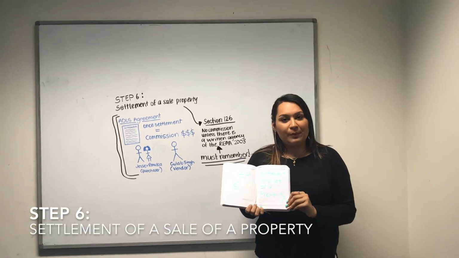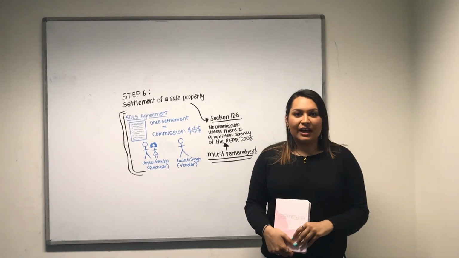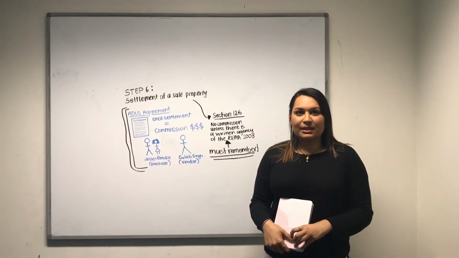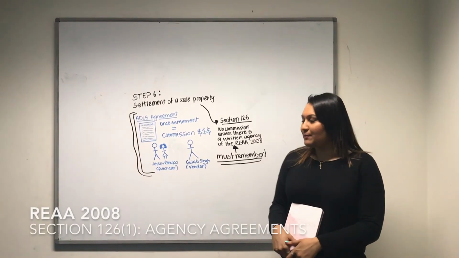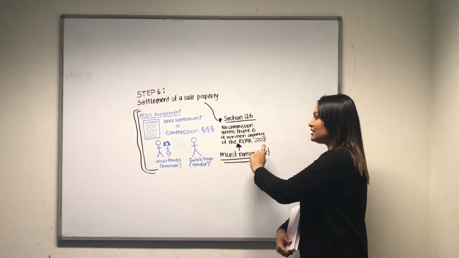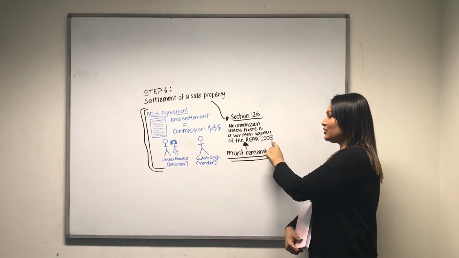Step 6. Settlement of the sale of a property. Once the contract has been signed, there are still conditions that need to be fulfilled. For example, once the sale is completed, agents still need to receive their commission. Under Section 126, no commission unless there is a written agency of the RAA 2008.